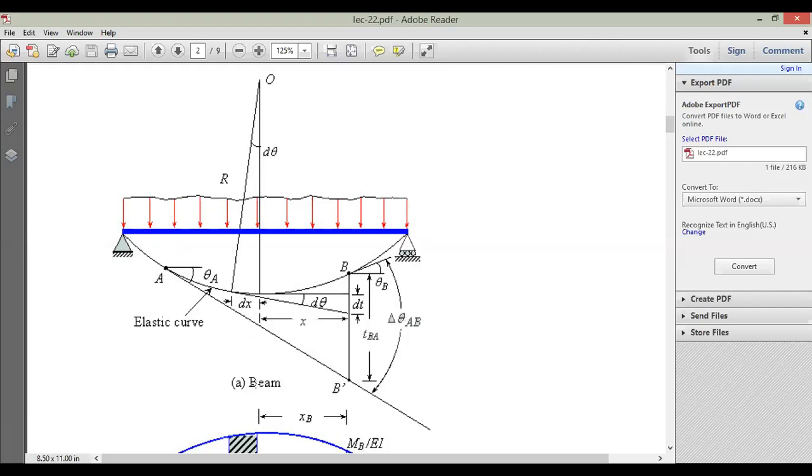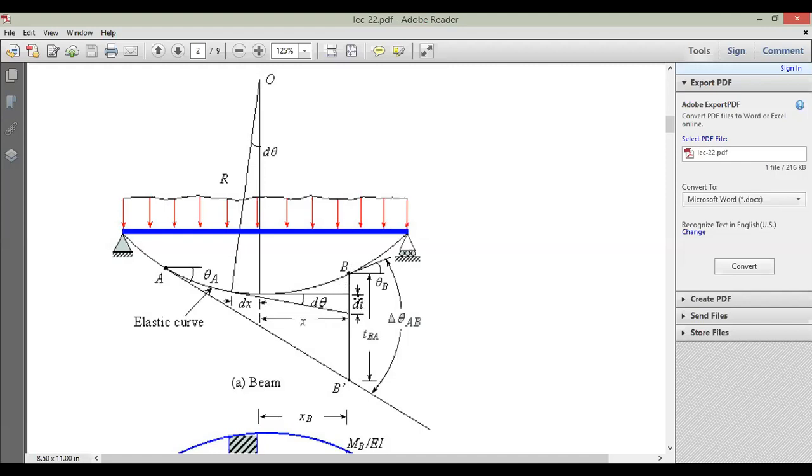Again, we are discussing the deflection of the beam. Various other terminologies we have to take care of. O is the center of curvature, and dx is the deflection of the central point. This point has moved from its earlier position when it has been loaded and sagging. dx is the dimension along the x-axis, and this point B is considered at a distance of x.